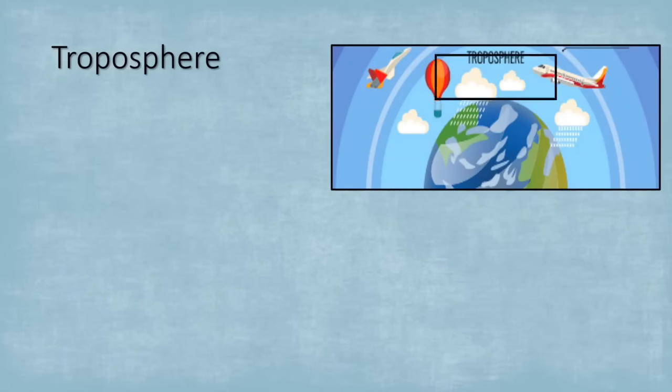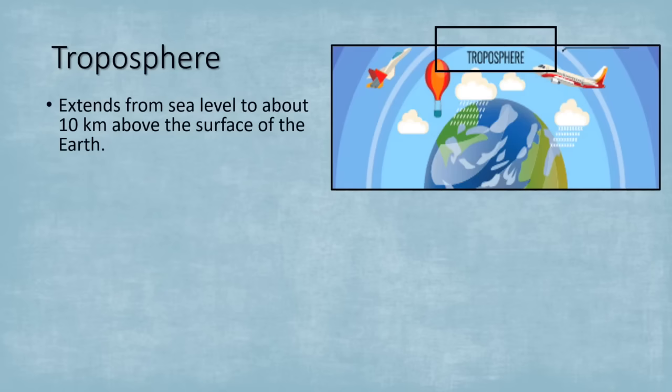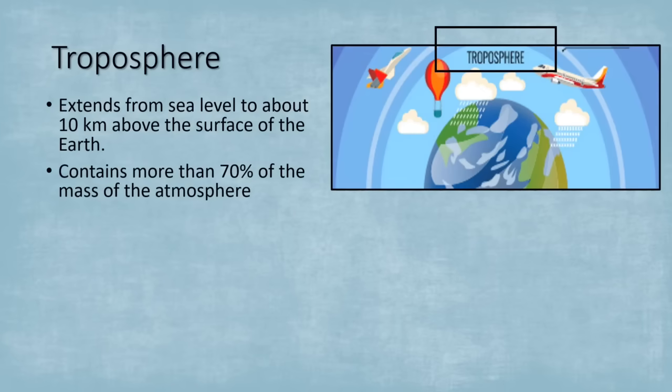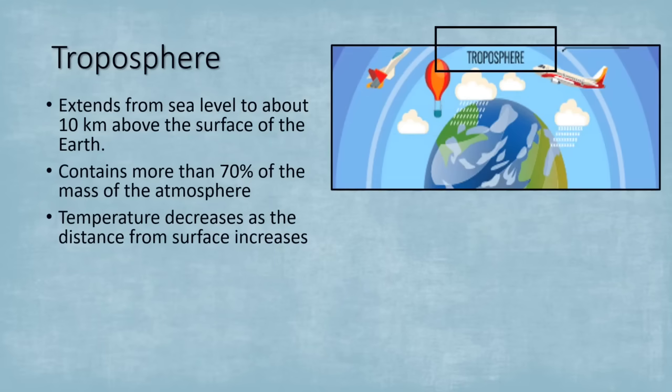Our first layer is the troposphere. Our troposphere extends from sea level to about 10 kilometers above the surface of the Earth. It contains more than 70% of the mass of the atmosphere, with regards to particles being packed closest together, and with regards to the greatest density, meaning the number of particles. Specifically in the troposphere, the temperature decreases as the distance from the surface increases.